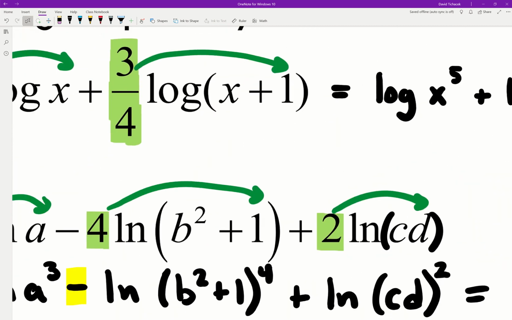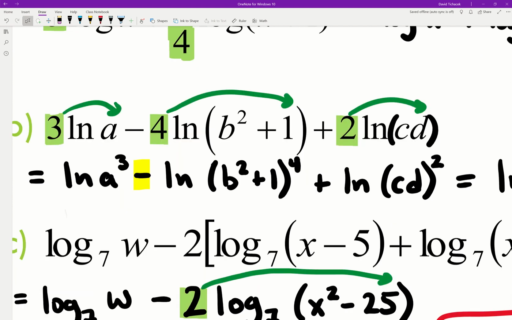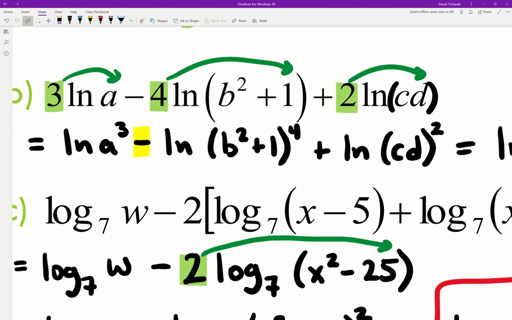Okay, as another example here, we might see this one here. We might see 3 times the natural log of a minus 4 times the natural log of b squared plus 1 plus 2 times the natural log of the product c times d. First thing I'll do there is I'll use my power property to rewrite those numbers in front of the logs as exponents first on my inputs. And then you'll notice there that I highlighted that difference or that subtraction in yellow because we always want to take care of whatever operation comes first as you read from left to right.